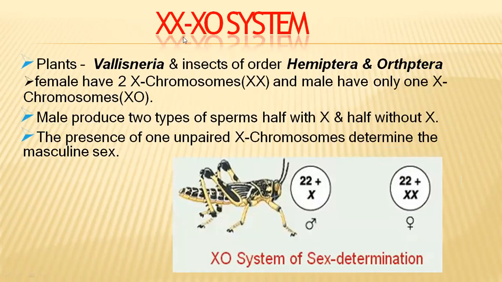Let us observe these four types one by one. The first one is the XX-XO system. This system can be seen in the Vallisneria plant and in insects that belong to the orders Hemiptera and Orthoptera.